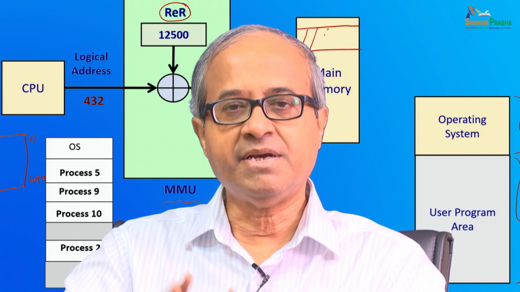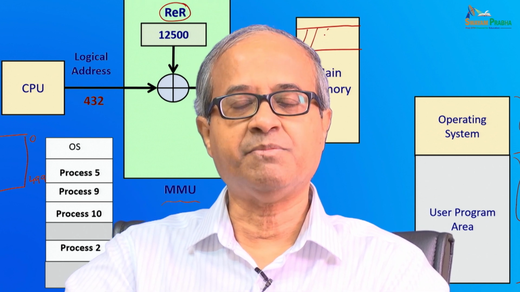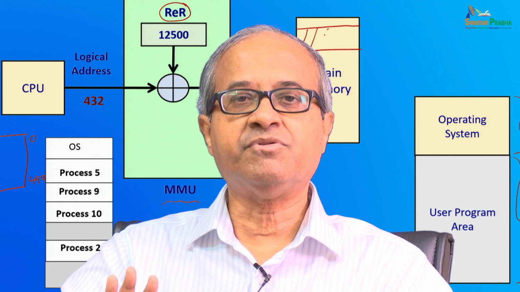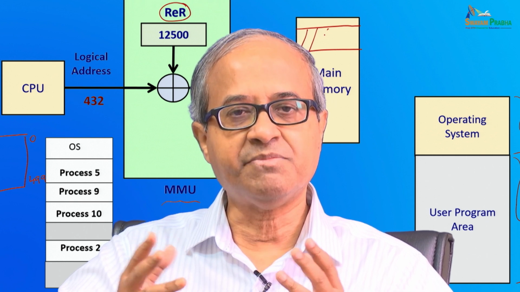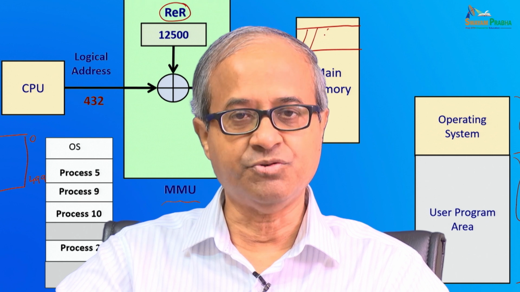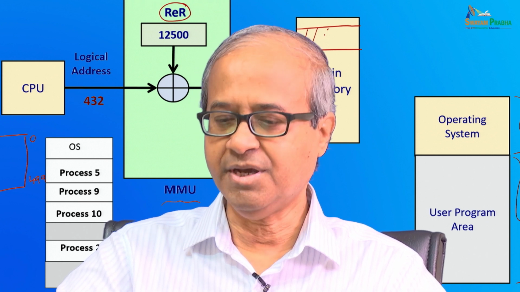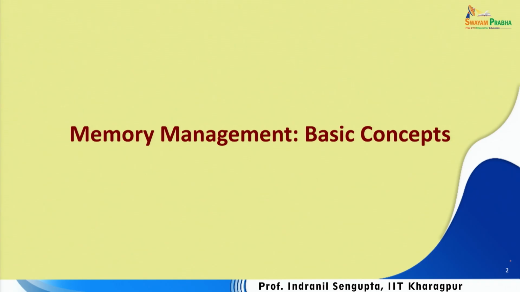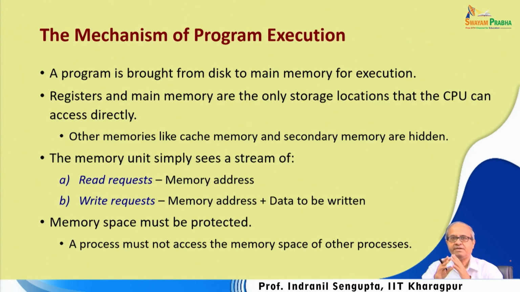So, in these lectures under this module, we shall be starting with our discussion on how this memory can be shared or allocated to the different processes and what are the other issues that come into the picture. So, we start with some of the basic concepts of memory management. As I said, the first thing that we need to look at is the basic mechanism by which programs get executed on a processor, on a CPU.